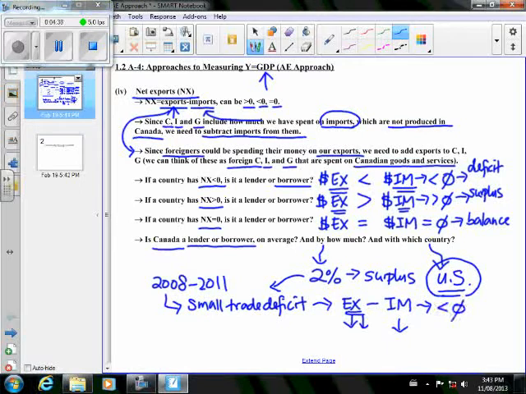What was the main reason? Because most of our exports go to the US. The US had a recession in this time period. As a result, because our main buyers of our exports were not doing too well, that is why our export revenue dropped significantly.